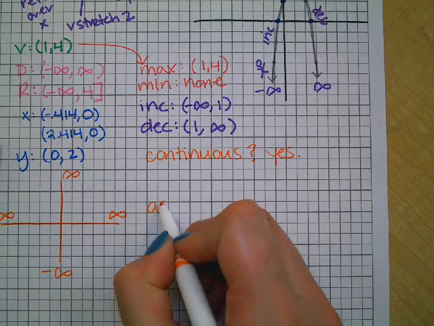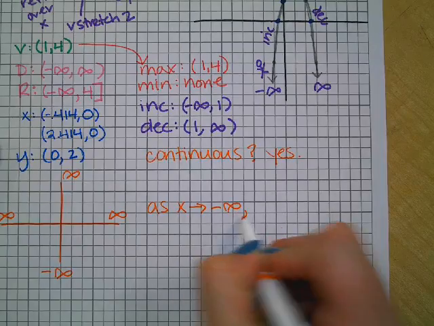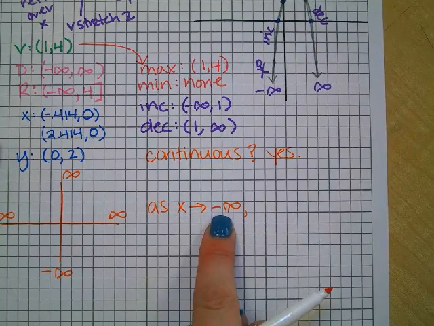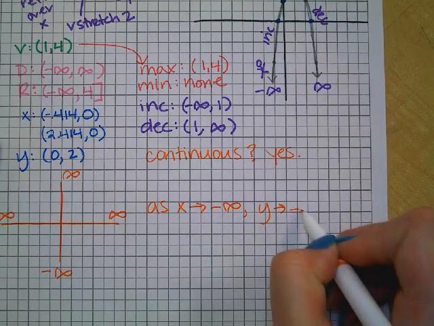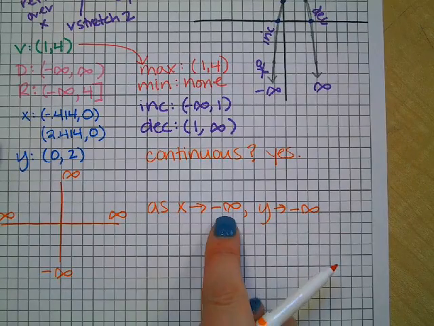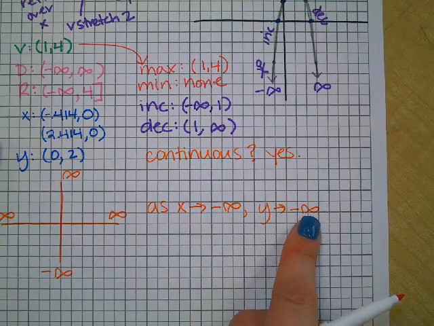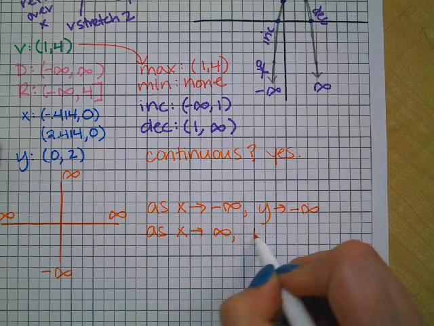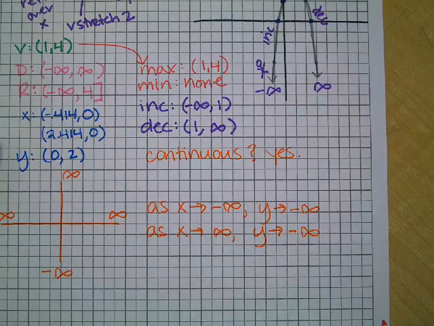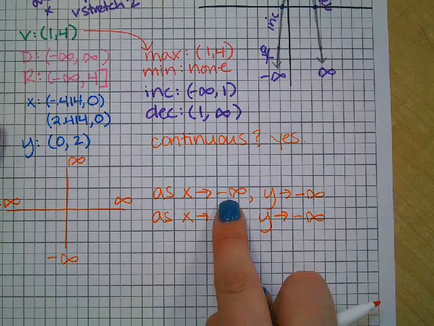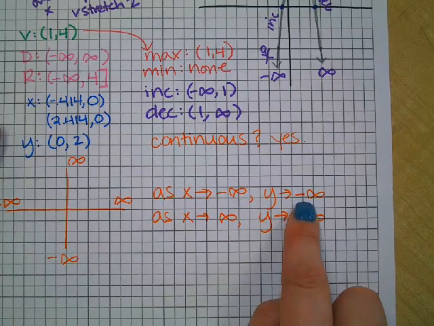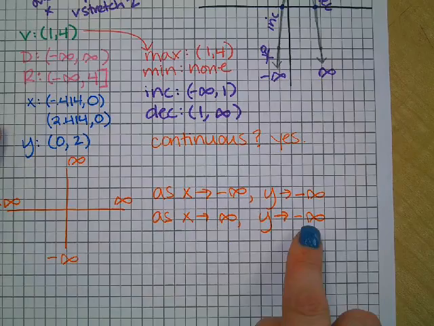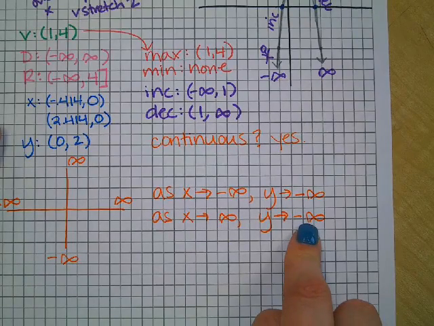So we're going to say as x goes to the left, but we're doing it in formal math notation, which is why we say infinity, the y value goes down. As x goes to the left, y goes down. But we're writing it formal. As x goes to the right, y still goes down. Okay, so as x goes to the left, y goes down. As x goes to the right, y goes down. Okay, does that make sense?